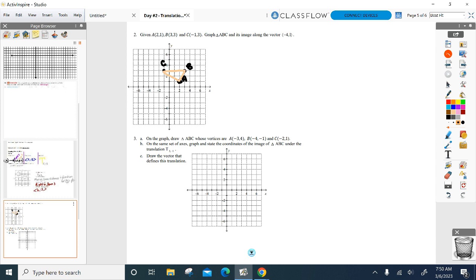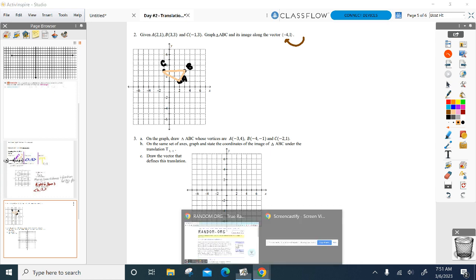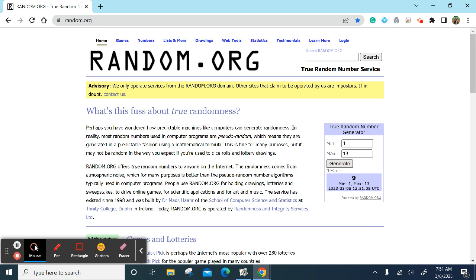Now there's the pre-image. Now graph its image along this vector, negative 4, 1. Somebody first, before we start, in words, every point's moving where? Give me a direction and distance. You're going to move every point. If I have negative 4, 1 inside the vector, how are they moving?